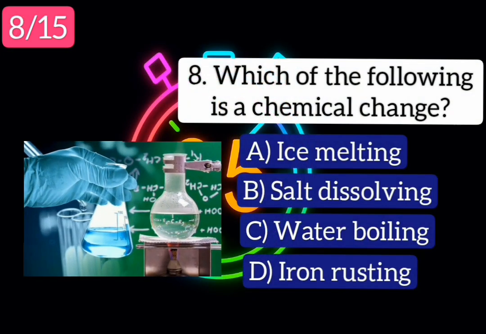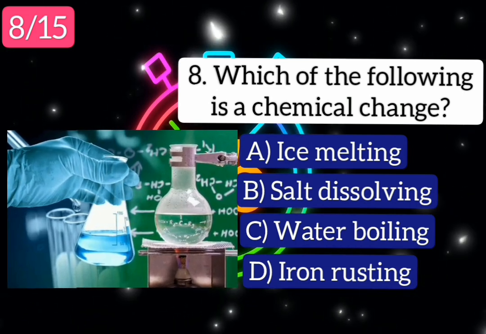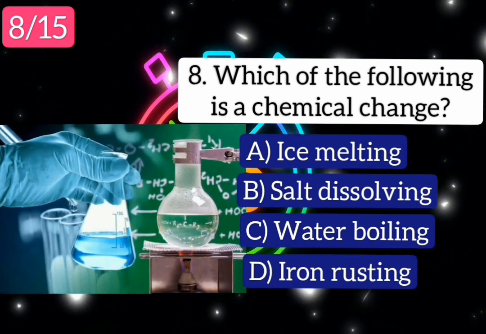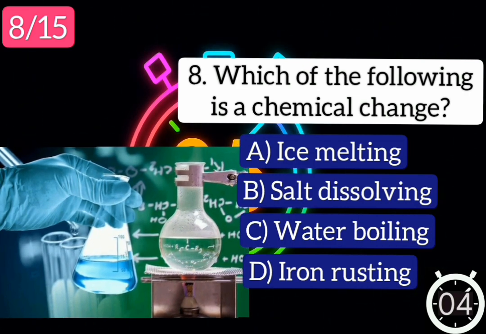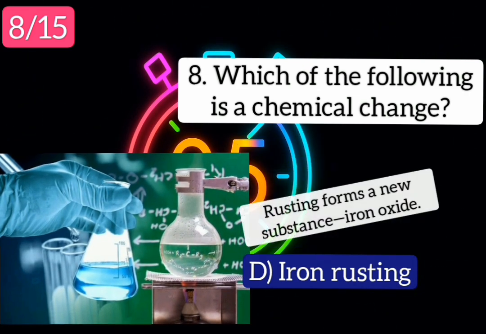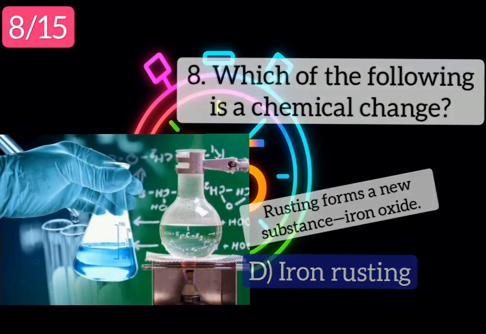Which of the following is a chemical change? Ice melting, salt dissolving, water boiling, iron rusting. The answer, iron rusting. Rusting forms a new substance, iron oxide.